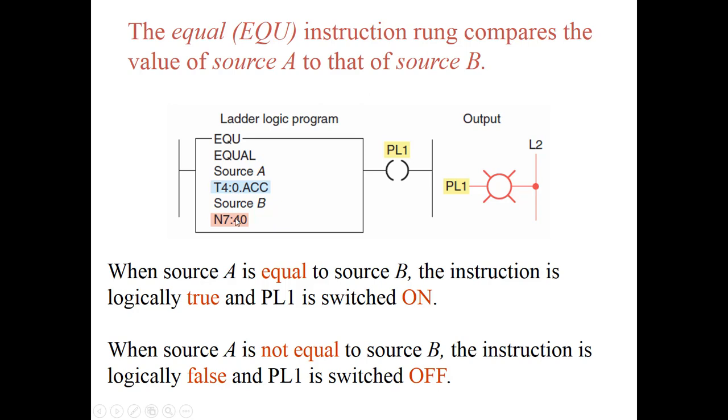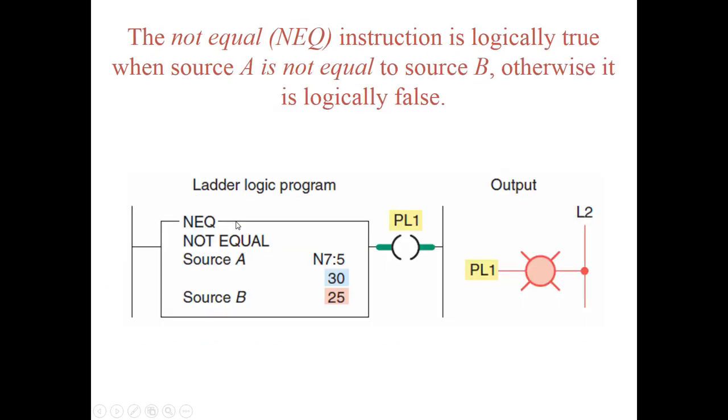Okay? So why did we put 10 in N7:40? Well, we could have just put 10 in here, but it looks like they were trying to pull some data from the register file. So that could be an option. You could just be putting the value in there.